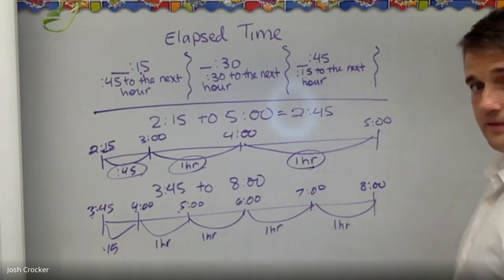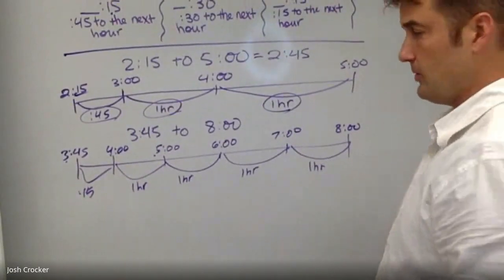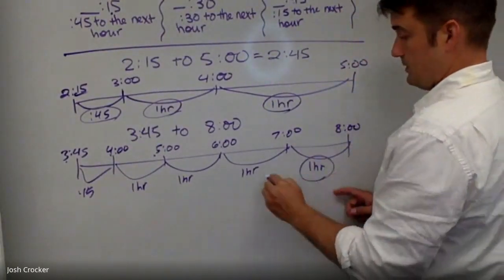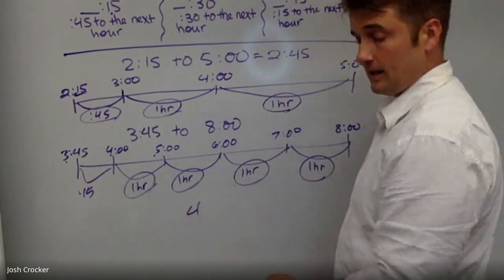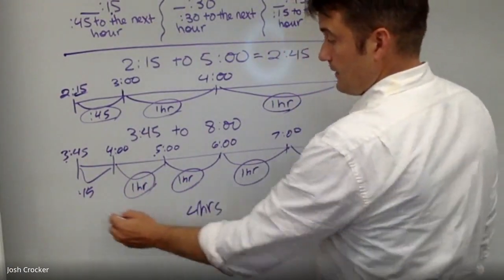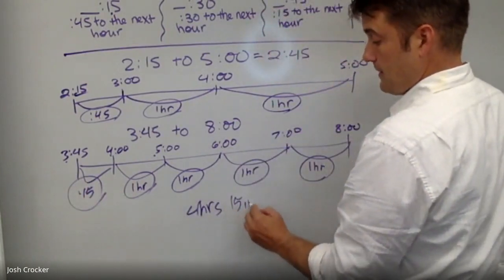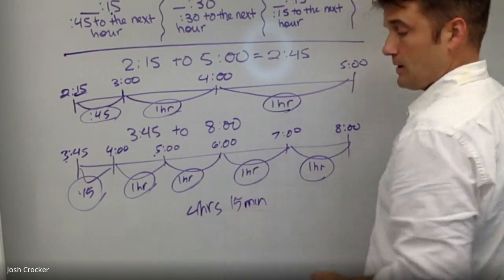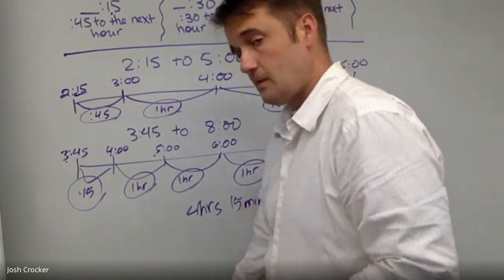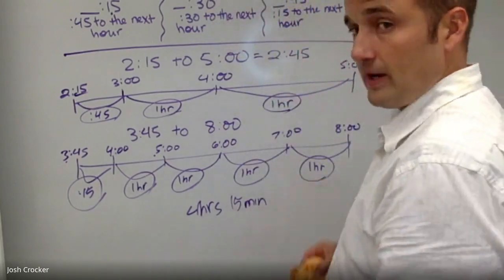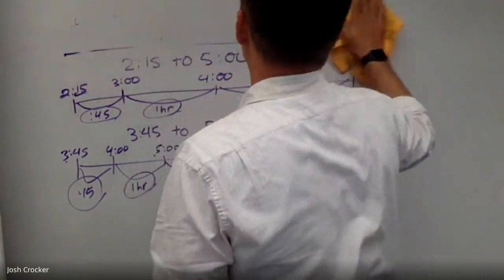So if I look at what I've done here, in total, I had 1, 2, 3, 4 one-hour jumps, 4 hours, and then I had that 15-minute jump that I started with. 4 hours, 15 minutes. Okay? So knowing those quarter hours can make it a lot easier.